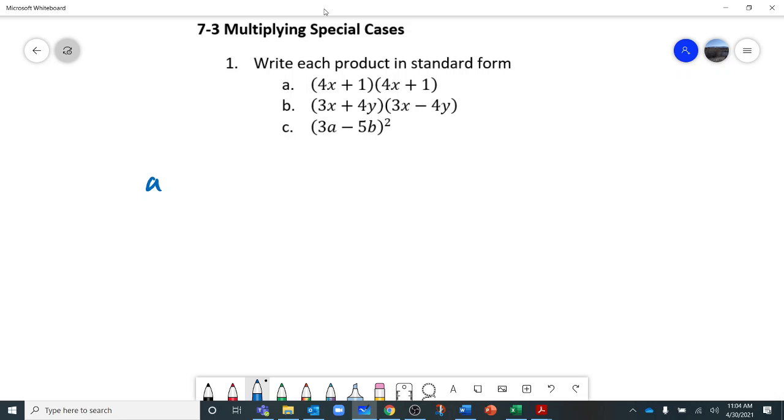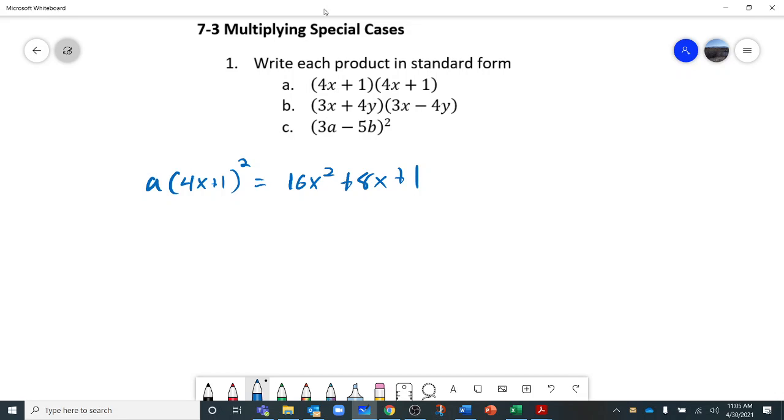The title of this section is multiplying special cases, and when you have something multiplied by itself like that, we could rewrite this as 4x plus 1 squared, right? And when we do that, what we would get is 16x squared plus 8x plus 1.